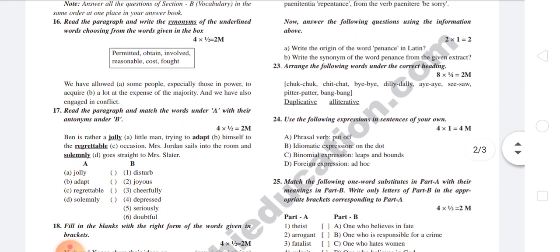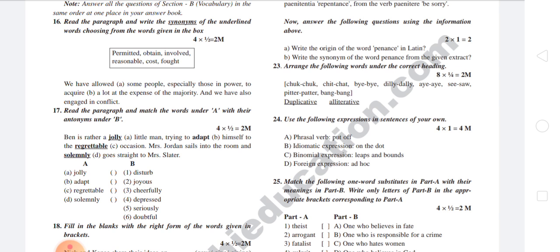23rd question. Arrange the following words under the correct headings, like duplicatives, alternatives. They give 8 words. So 8 into 1 by 4 is equal to 2 marks. We have to find out which words come under which group separately. That is our duty to do in this question.